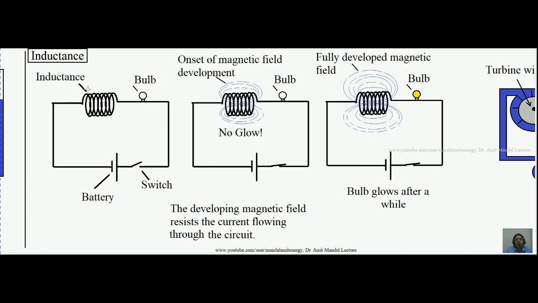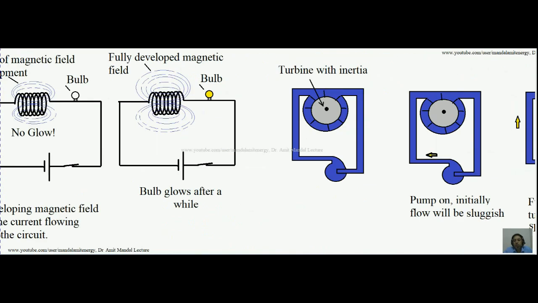So you can say that inductance is actually inertia to current flow. Okay, it will impart an inertia to the flow of current. So initially it will resist the current, and ultimately when saturation of the magnetic field is there, then it will offer zero resistance. Okay, so it can be understood by this mechanical equivalent device.